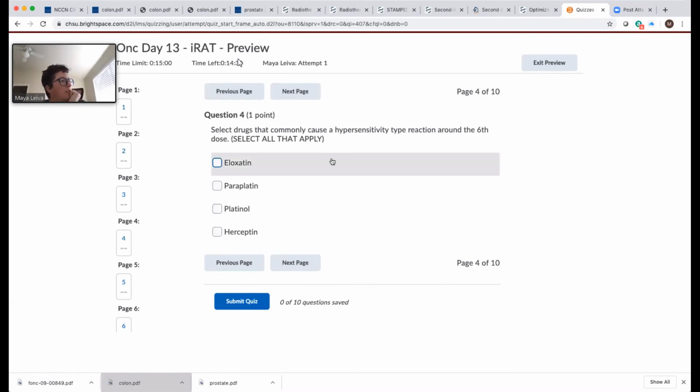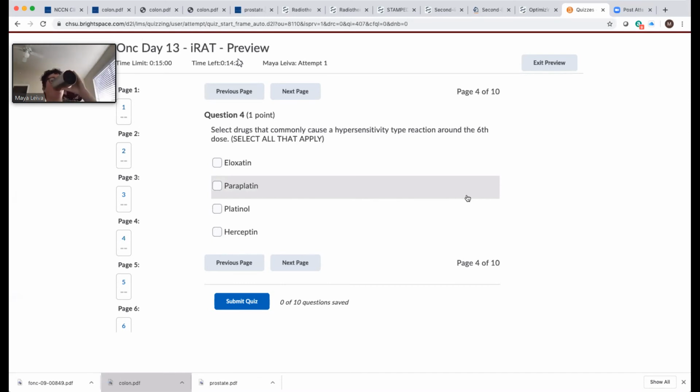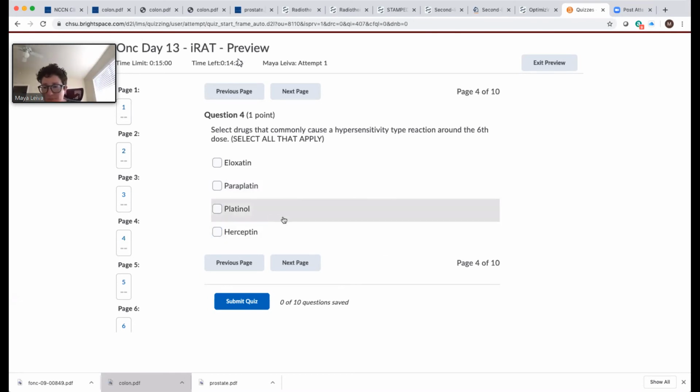All right. Select drugs that commonly cause a hypersensitivity type reaction around the 6th dose. Select all that apply. So we've seen these before. So which ones do you guys want to pick? Do we want Herceptin? Nope. How about Platinol? Yes. Perfect. And Paraplatin? Yes. And what about Eloxatin?